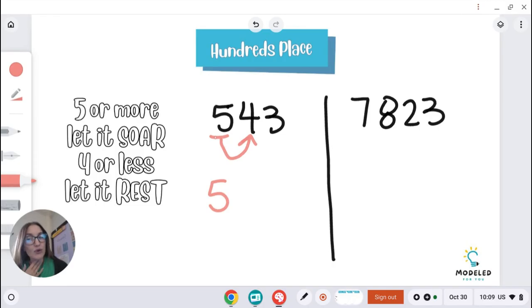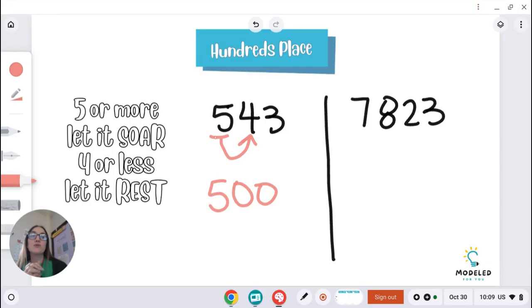Does anybody remember what you do after the 5? Every number that comes after the 5, what do they turn into? They turn into zeros. So 543 rounded to the nearest hundreds place is 500. Let's jump over to the next example.